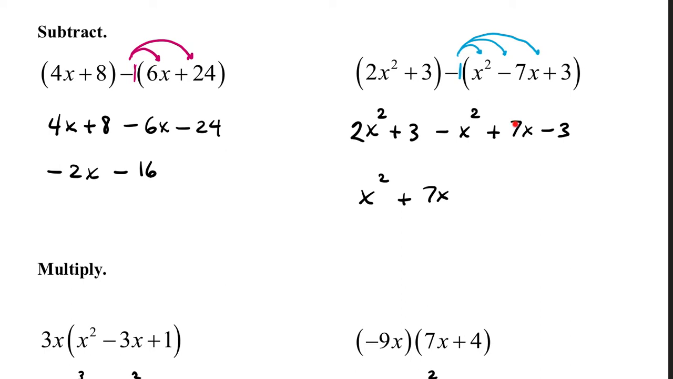There's only one term with an x, so we recopy it. And then we have two constants, 3 minus 3, that's 0. You don't have to write plus 0.